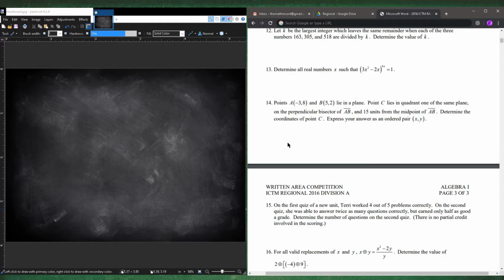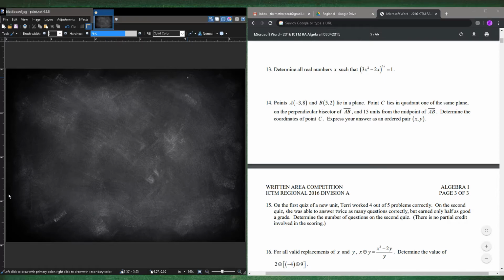Point C lies in quadrant 1 of the plane, on the perpendicular bisector of AB, and 15 units from the midpoint of AB. Determine the coordinates of C. Okay, so let's kind of draw a picture, see how this looks.